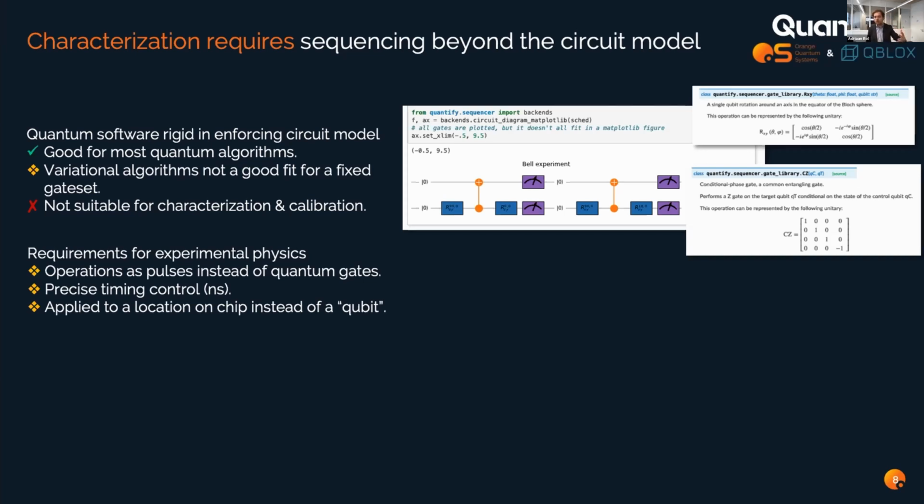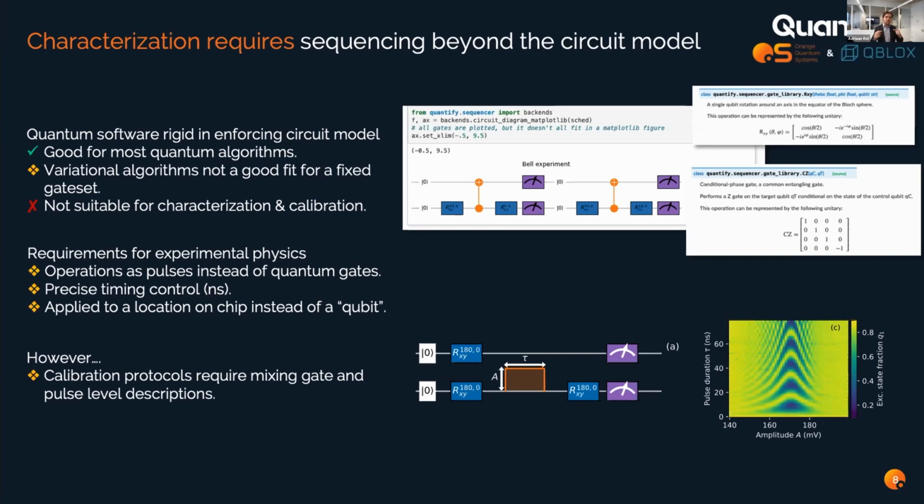Can you put optimal control in there? Can I try new waveforms? Lots of things you want to be doing there. But even if you have a fixed pulse shape, you still want to be able to vary the parameters to calibrate them. There's precise timing control required. Typically, you want to specify at what nanosecond your operation starts. And you typically want to apply that to a certain location on your device, because the abstraction of a qubit doesn't exist when you're just characterizing a resonator, for example.